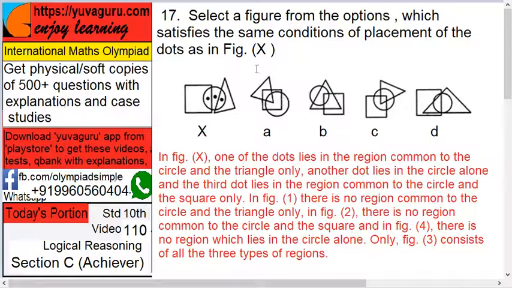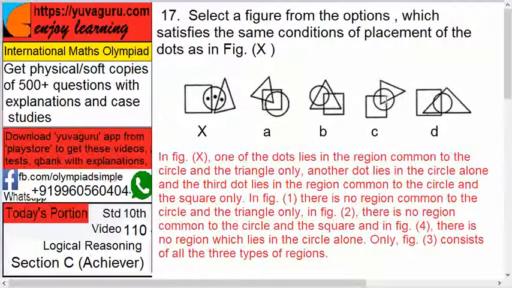Region between circle and triangle, whereas we had it in X. So A is gone. In figure B, there is no common region between circle and square alone. So that is also gone. In first also it was A also, circle and triangle alone we were checking. Here it is alone in X. So it should have. No.